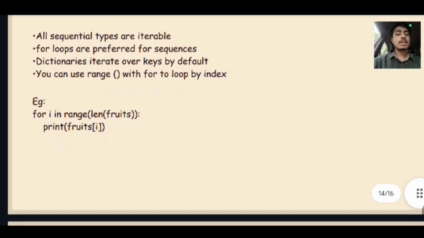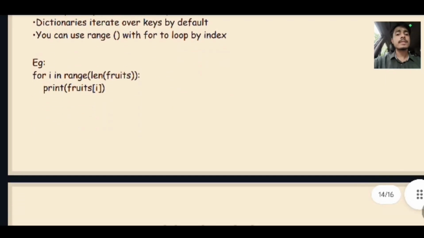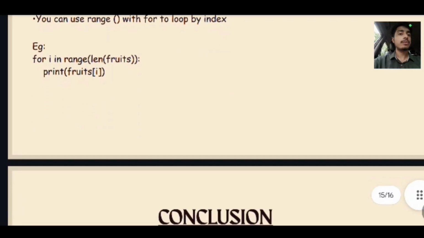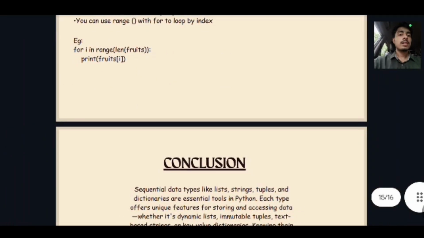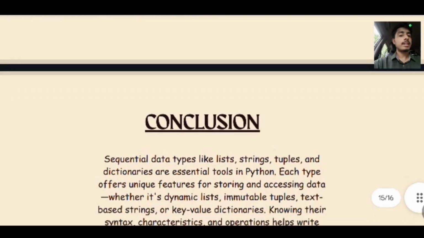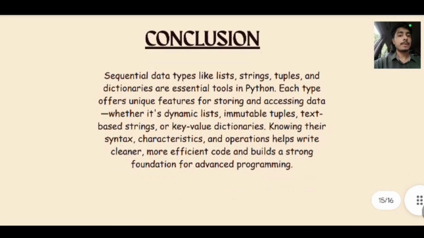Then we can also use range with for loop. Here you can see an example. For i in range of len of fruits, print fruits of i. So that's all about the sequential data types. Now we can look at the conclusion.